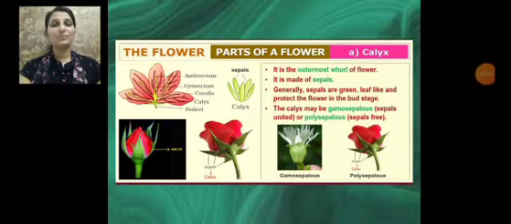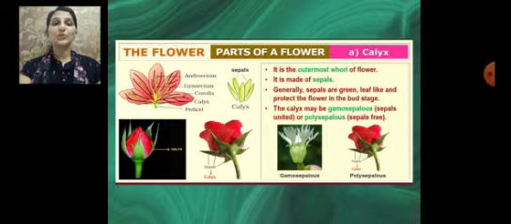Dear children, in this module, we are going to learn about the parts of a flower. We learned there are four whorls: the calyx, corolla, androecium and gynoecium. First, let us learn about the outermost whorl, that is the calyx. And this calyx whorl is made up of sepals.